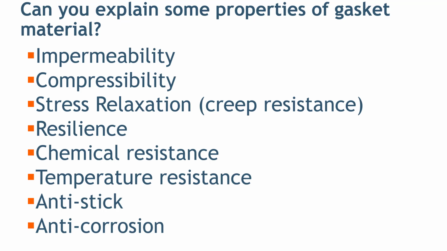Sixth property is temperature resistance. The gasket should be able to withstand the effect of maximum and minimum temperature within the process and external atmospheric temperature. Seventh is anti-stick. The gasket has to be easily removable after use. The last gasket material property is anti-corrosion. The gasket material must not cause corrosion on the flange face. So out of these 8, you can choose few of them, whatever you remember while giving your answer. Let's move to next question.